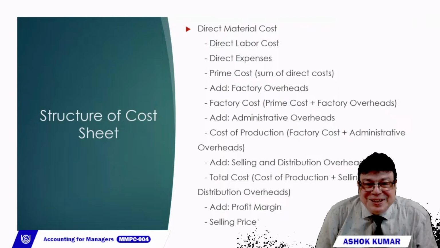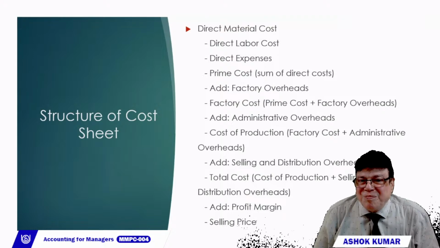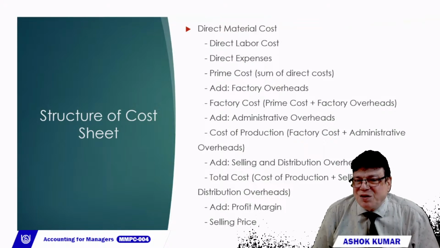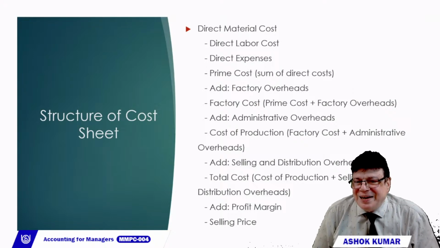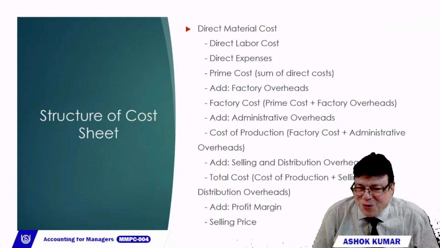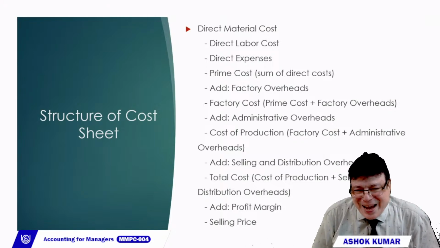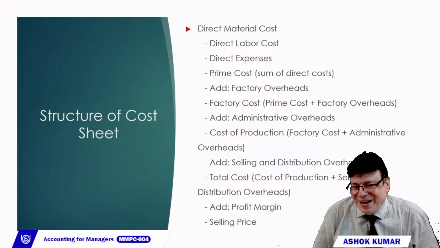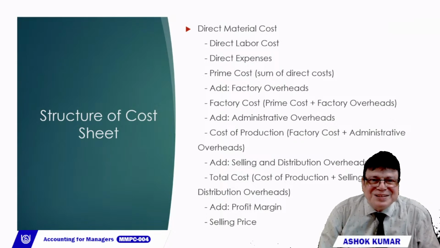Now the structure of the cost sheet: direct material cost, direct labor cost, direct expenses, prime cost, the sum of direct costs. In this we add factory overheads, giving factory cost, prime cost plus factory overheads. In this we add administrative overheads. We get cost of production, that is factory cost plus administrative overheads. In this we add selling and distribution overheads. Then we get total cost. In this we add profit margin. Then we arrive at the selling price. This was the structure of the cost sheet, which we have studied in the earlier slide also.